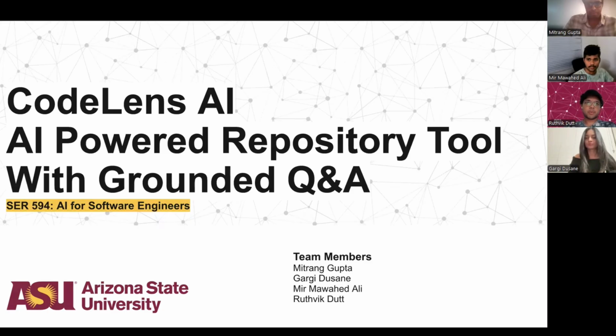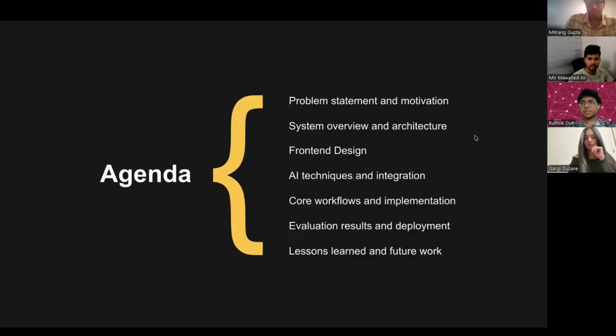So today we're just going to be going through our project presentation. The name of our project is Codelens AI. It's an AI-powered repository tool with a grounded Q&A in place. I'll just go over the agenda of our presentation today.